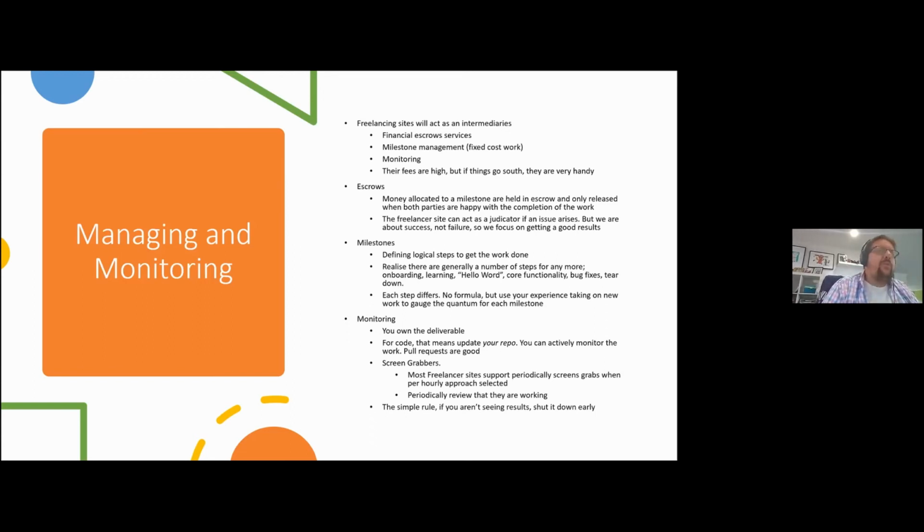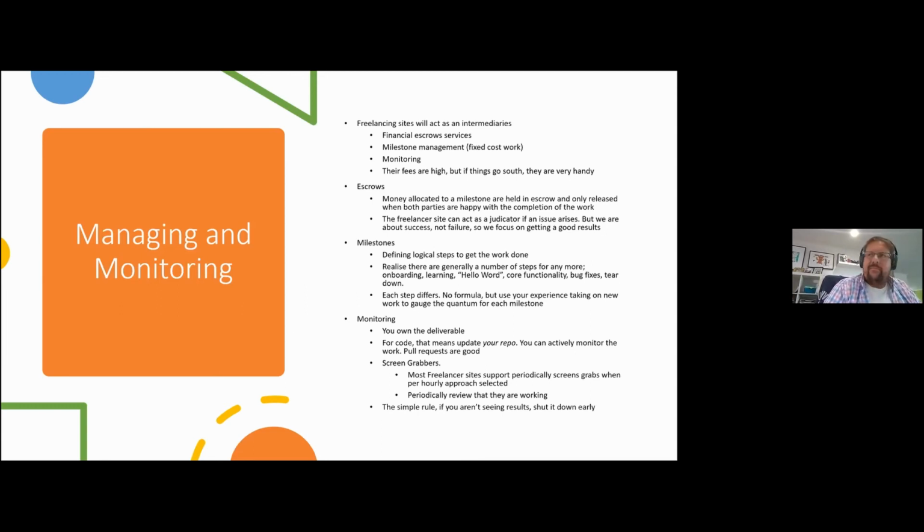But there is no formula for how much I would allocate for each. I use my experience to work out the quantum. So it might be the onboarding, the learning might be straightforward. The Hello World might be straightforward, but the core functionality is the bigger component. So that's basically about it.